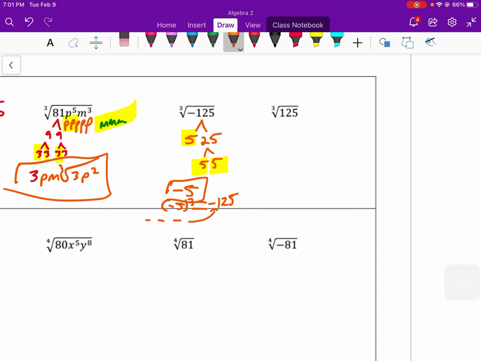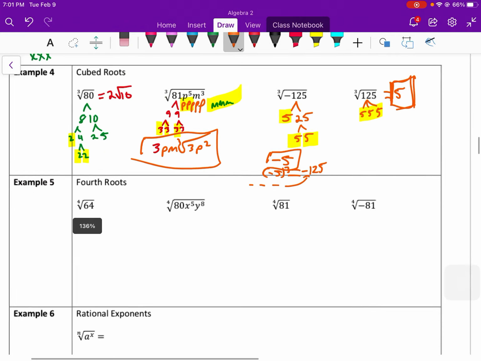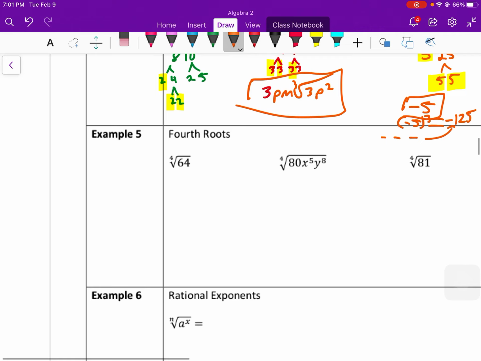So now on the flip side with this case, it's the cubed root of a positive, so that's 5 times 5 times 5. So when we pull out, because we can do 3 factors of 5, we get a positive 5 here. And that's a box, by the way. This is a box.